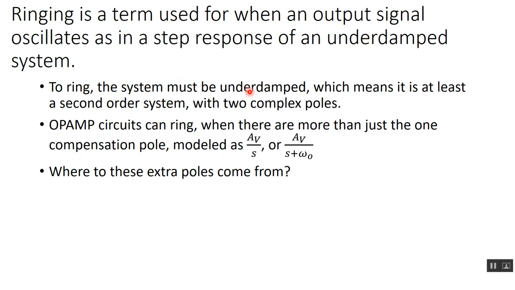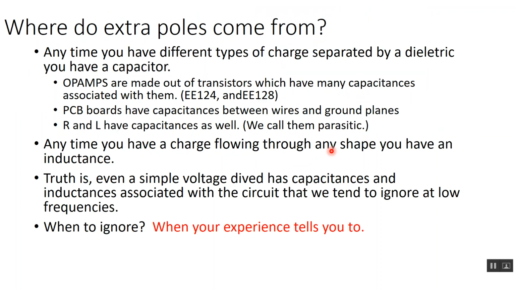To ring, the system must be underdamped, which means it has to be at least a second order system with two complex poles. Op-amp circuits can ring when there are more than just one compensation pole, modeled as AV over S or AV over S plus omega naught. But these on their own can't oscillate because they're just first order. So if your op amp is oscillating, where are these extra poles coming from?